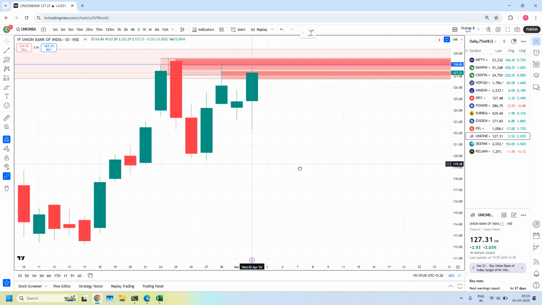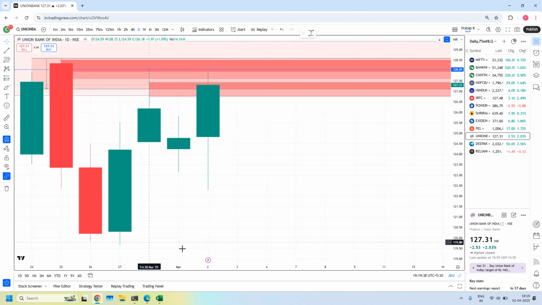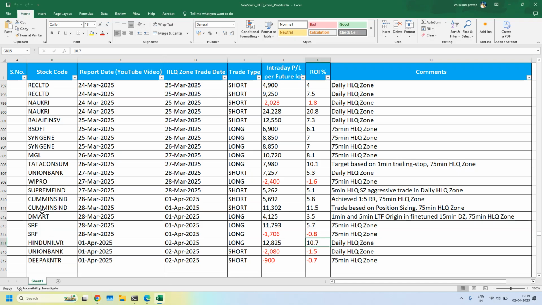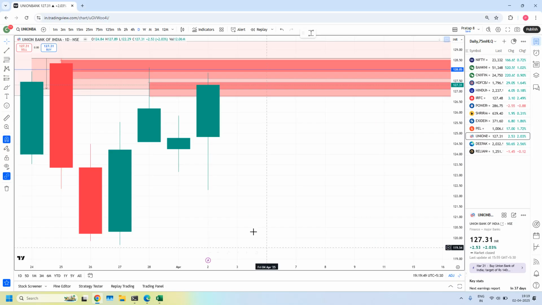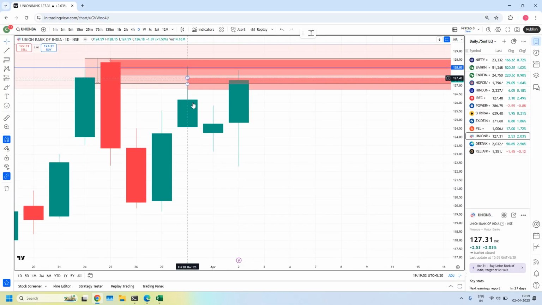If prices reach it, then only we get a within 2% risk management trade, that we got, I think, last Friday. We might have registered it in our Excel sheet. Yes, see here, Union Bank on 28th March, Friday, we got a short trade. It gave you 5.3% ROI. Because it is a tested zone, you can't plan a trade. But Friday, you know what happened?